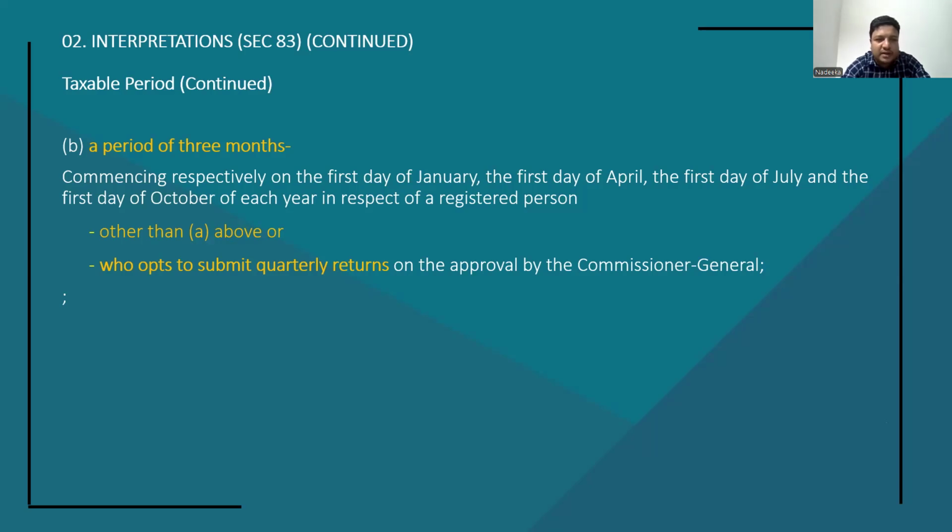Right. A 3 months taxable period commencing respectively on the first day of January, the first day of April, the first day of July, and the first day of October of each year in respect of a registered person other than A above, or who opts to submit quarterly returns on the approval of the Commissioner General. Right.